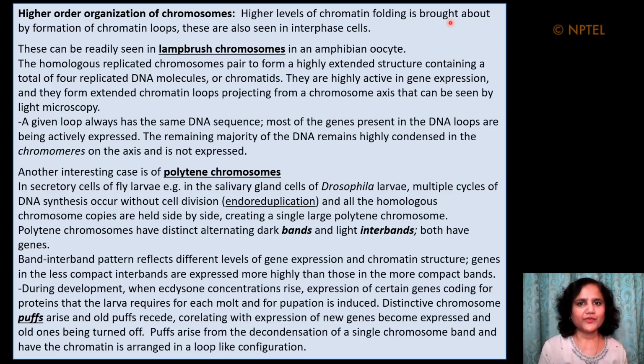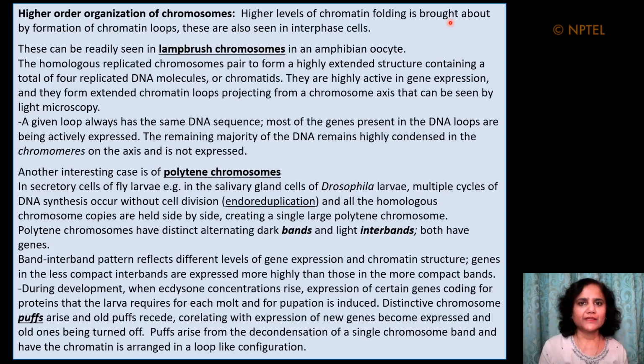These chromosomes are large, and they have distinct alternating dark bands and light interbands, and both of these regions have genes. This band interband pattern reflects different levels of gene expression and chromatin organization. So the genes which are in the less compact interbands are being expressed more highly than those which are in the compact bands.